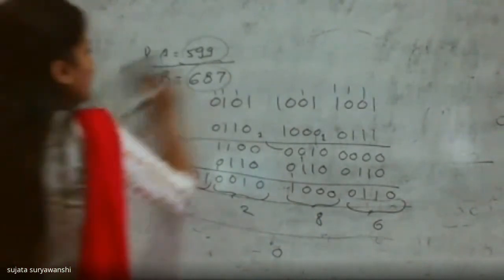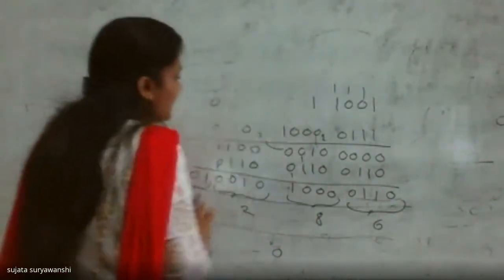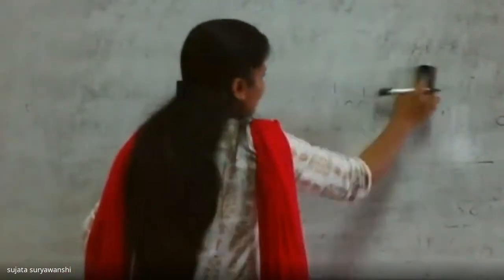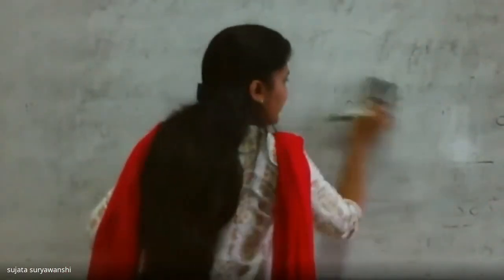Okay. Now we'll see the next concept. In the previous lecture we have seen about non-weighted code, XS3 code. One more thing I need to tell you about XS3: the XS3 code is also called a self-complementary code. So we'll see why it is called a self-complementary code.